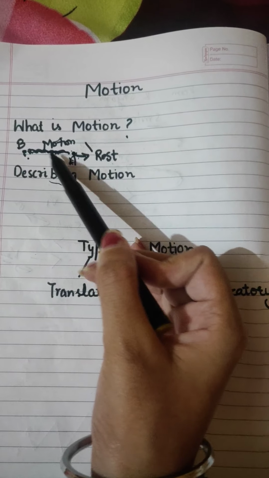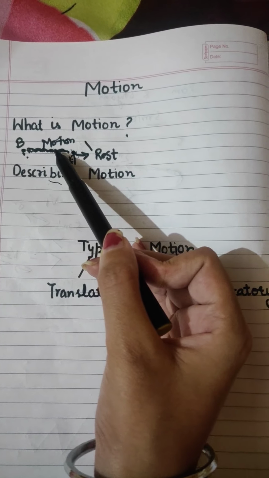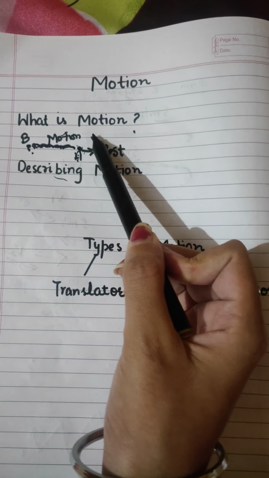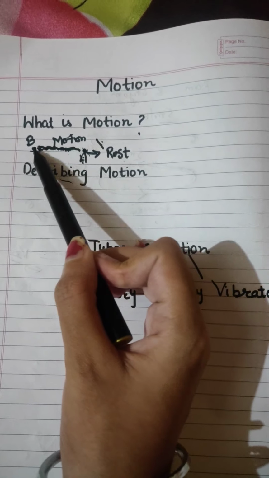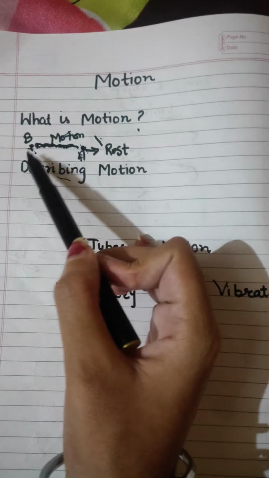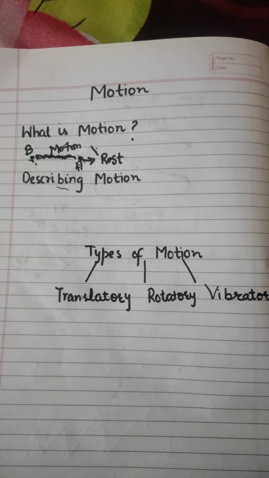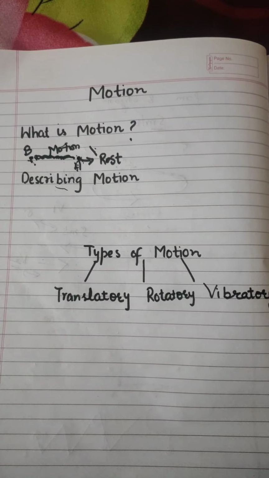After some time I made some kind of movement since I needed the charger. So at that time I changed my position with respect to my surroundings. For example, right here I was near my bed, but now I am quite far away from my bed. So I have changed my position with respect to my surroundings, so right here I am in motion. Now you know what motion is and what rest is.